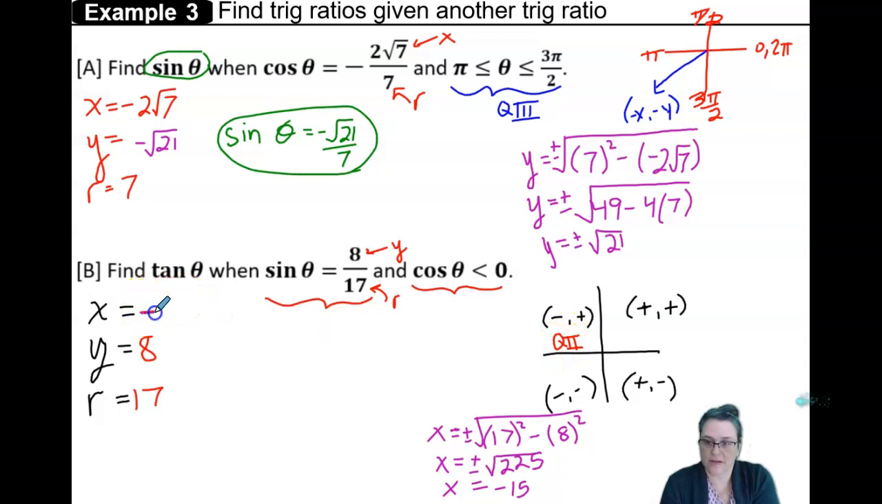So x is equal to negative 15, and tangent is what we're looking for. Tangent is the ratio of y over x. So the tangent of our angle theta is 8 over negative 15.